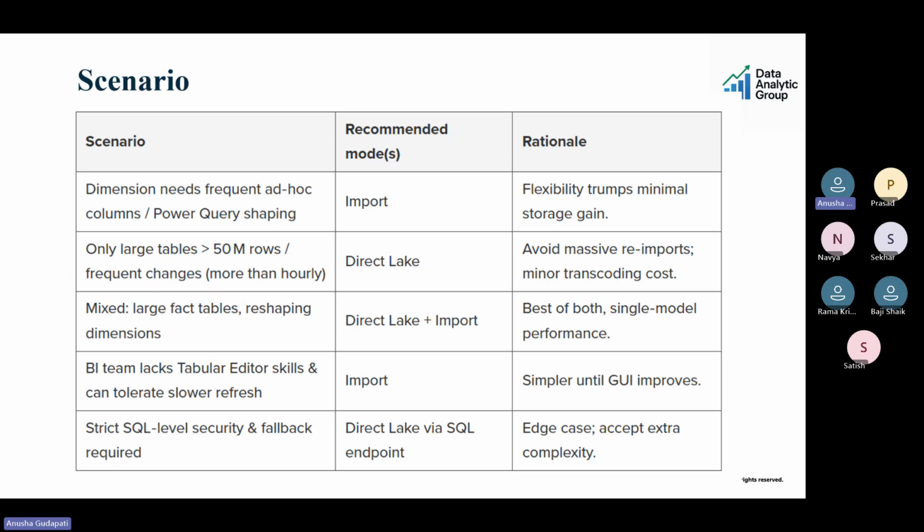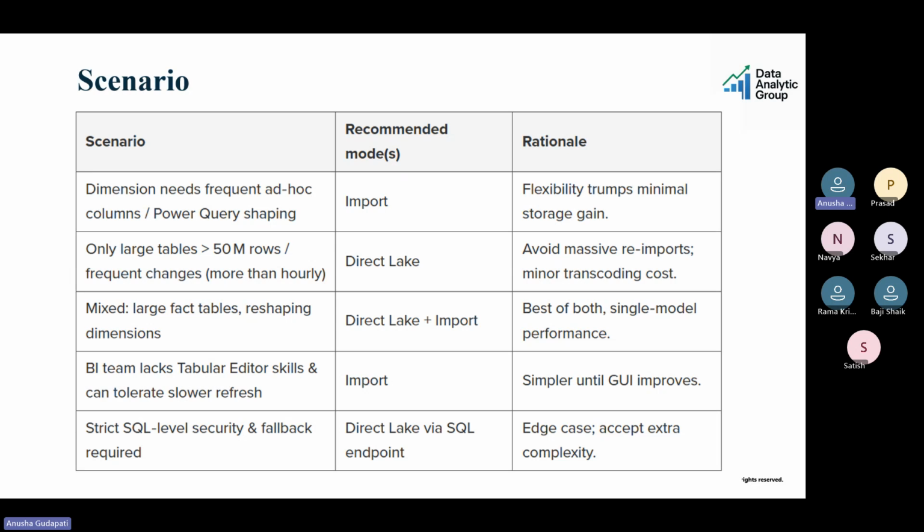Now there could be another scenario where you have dimensional modeling in place, probably a star schema, which has a large number of fact tables and very frequently changing dimensions. For that case, you can go for a composite model, which is like a direct link plus import.